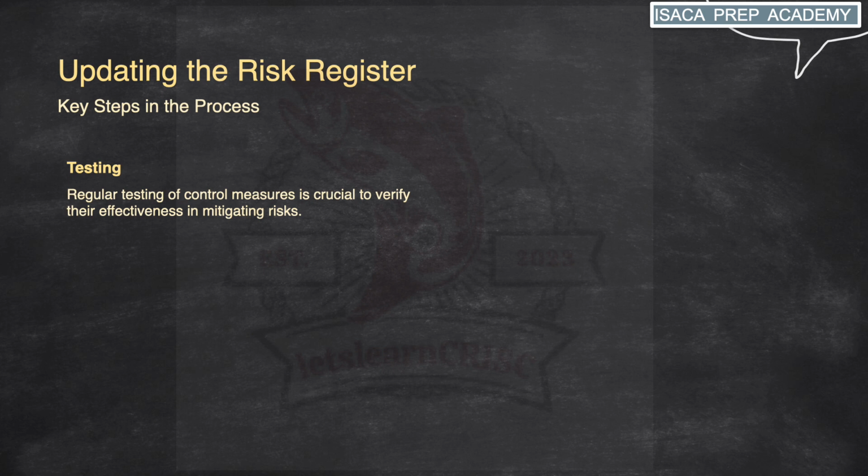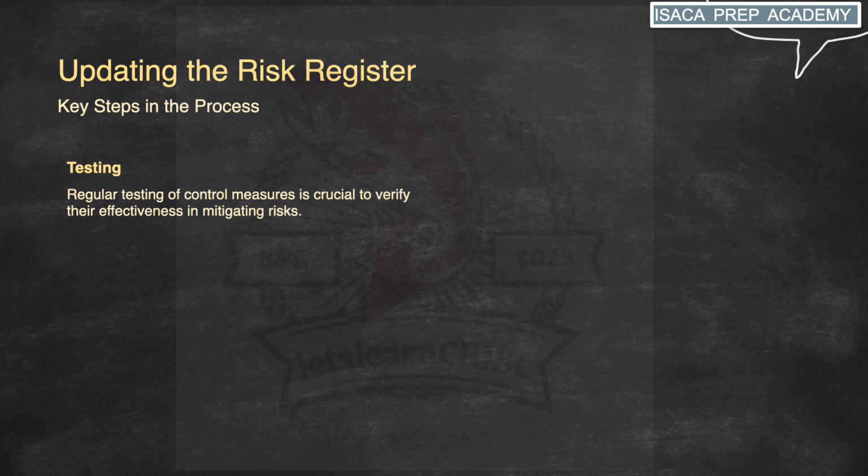Friends, testing control measures also helps organizations validate the adequacy of their risk mitigation strategies and compliance with regulatory requirements. It provides assurance that the implemented controls are capable of detecting and preventing security incidents, protecting sensitive information, and maintaining the confidentiality, integrity, and availability of organizational assets.